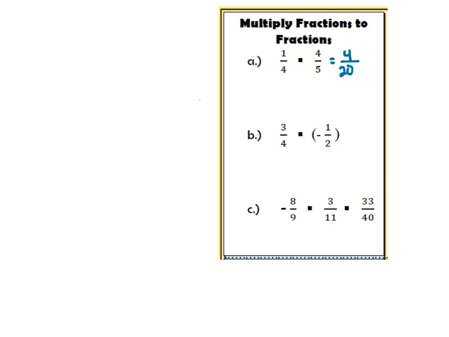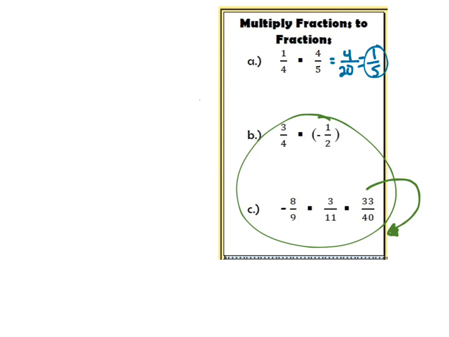Here's the longer way. If I had multiplied across my numerators, I would have gotten 4, multiply across my denominators, 20, and reduce it to 1/5. Voila. All right, go ahead and do the next two on your own.